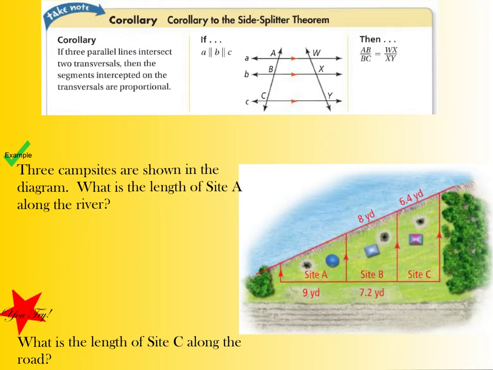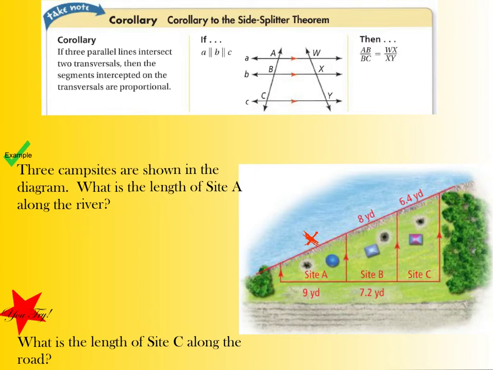So I'm going to go ahead and look at this first example. It's talking about this word problem where I have a campsite. The first thing I need to do is figure out what I'm actually being asked. So the problem says 3 campsites are shown in the diagram. What is the length of site A along the river? Okay, so I see basically what they want to know is the value of x, if that's x right there. They want to know x. So I need to set up a proportion. If I kind of turn my head, I see that I have 3 parallel lines intersecting 2 others, which means I can set up a proportion.